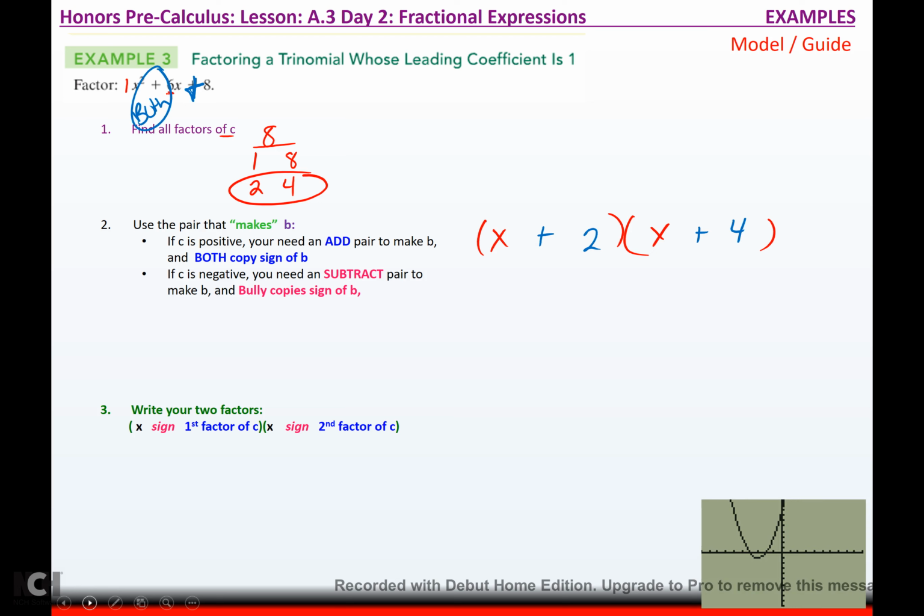And if you look, you can see that it crosses at -2 and at -4, which if I solved this, that would be where the zero showed up. Now, we're not finding the zeros, we're just finding the factors. But again, I like to tie everything together and give you a visual of what it was that you found.